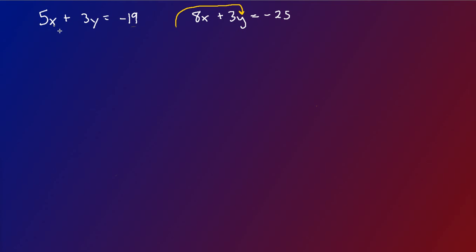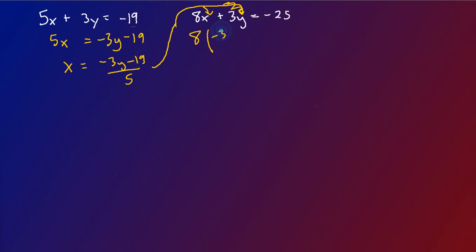I'm going to solve for x this time. So I subtract the 3y. And divide by 5. Again, the 5 doesn't actually divide those. So I'm going to substitute in, but not into y, into x, right? So I have 8 times -3y minus 19. Now it appears that this was not a very good choice, but I can still do it. Sometimes you're unlucky and you choose unwisely.